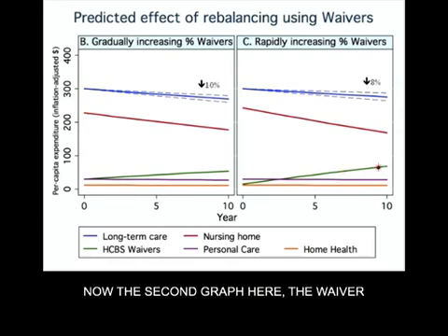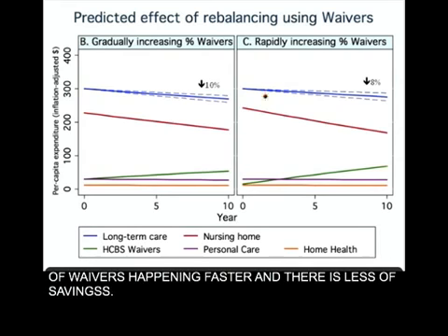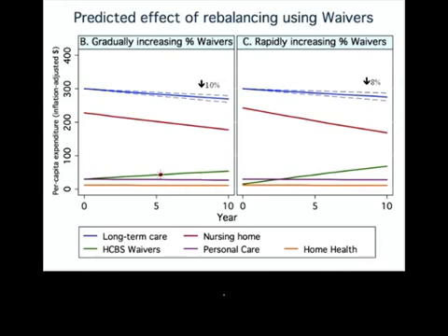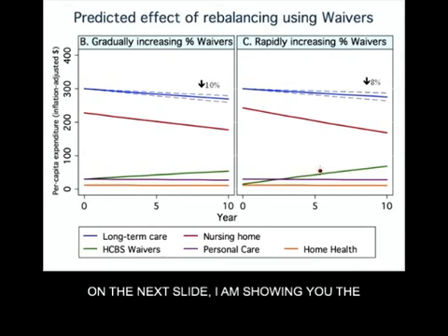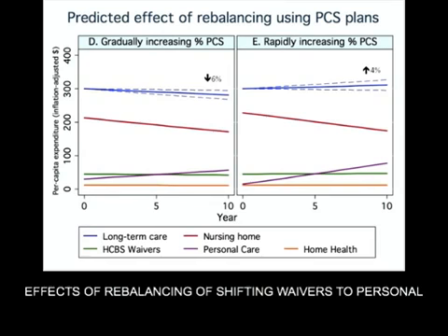Now, in the second graph here, the waiver expenditures are increasing more rapidly. The rebalancing in favor of waivers is happening faster, and there's a little bit less of a saving. So it seems to matter a little bit whether you do it gradually or whether you do it quickly. On the next slide, I'm showing you the effects of rebalancing by, instead of shifting spending to waivers, shifting it to personal care plans.